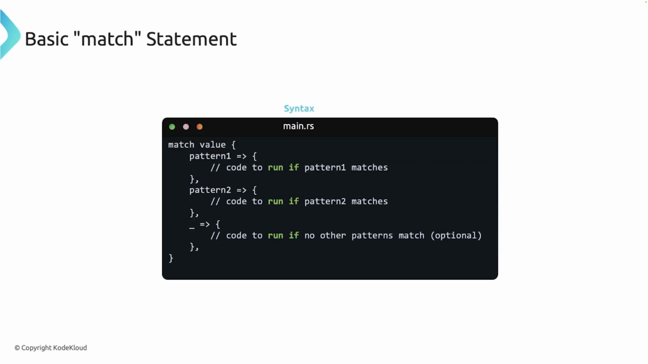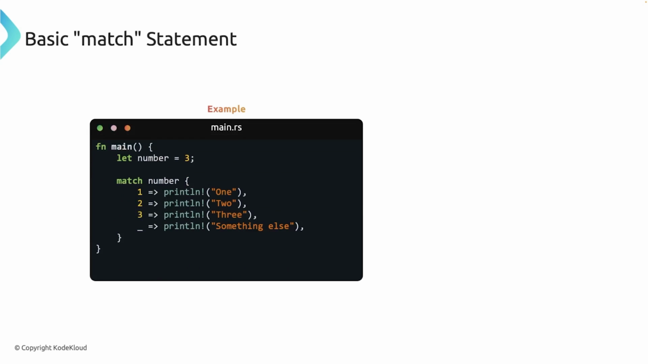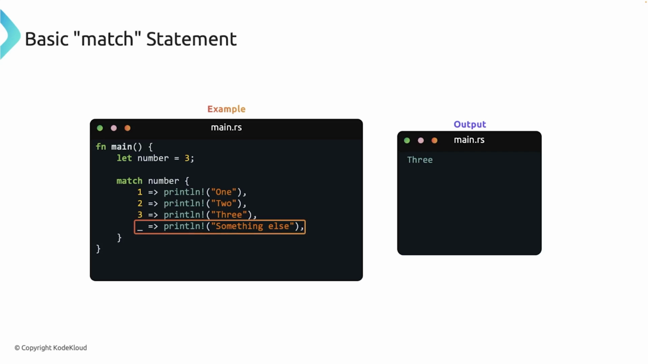Let's look at a basic match statement. The basic syntax of the match statement involves specifying a value to match against using the match keyword and a series of patterns to compare to it. Each pattern is followed by a block of code that it executes if the pattern matches. Let's look at this example. In this example, the value of the number is compared against the patterns 1, 2, 3, and then you have the default option. Since the number is 3, the code prints 3.